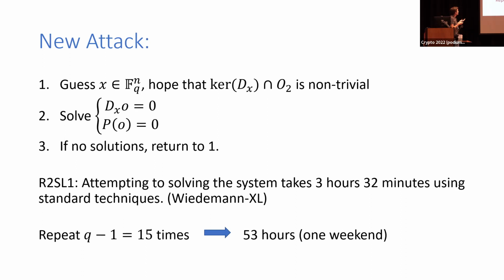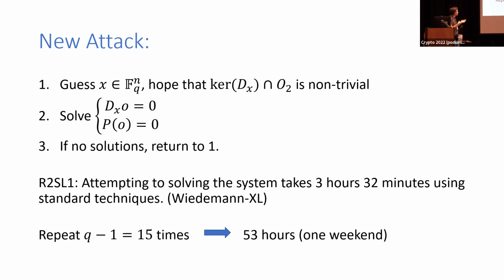This is nice because the first equations, d of x of O equal to 0, are just linear equations, right? So you can use those linear equations to eliminate variables from the quadratic equations, P of O equal to 0. And this makes the system much smaller and easier to solve. So you can just use existing techniques to solve these systems. If you use some implementation of the Wiedemann XL algorithm, then it takes only 3.5 hours for each attempt of solving these systems.